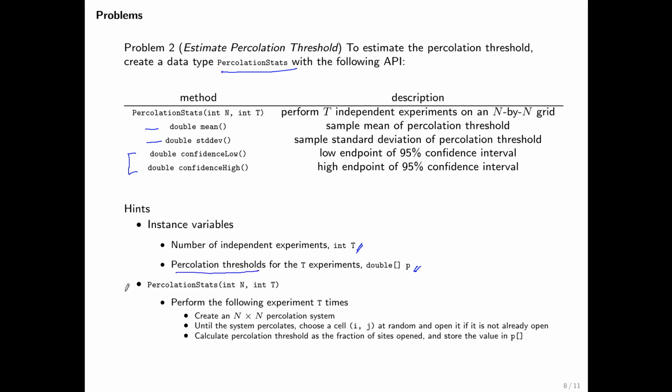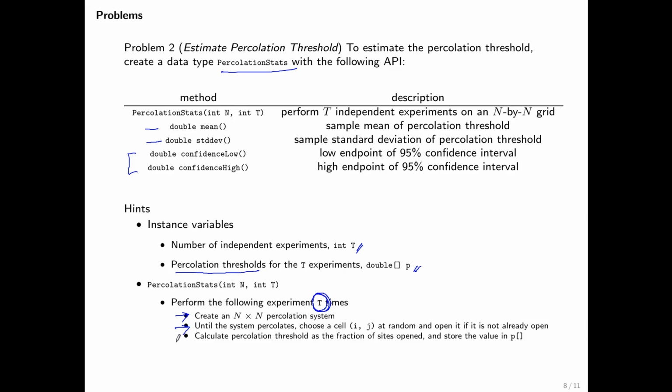Now let's talk about how you implement the constructor. It's the constructor where you do the bulk of the work. Here you need to perform capital T experiments, so you perform a certain experiment capital T number of times. What does each experiment involve? It involves creating an n by n percolation system, where you will use the Percolation data type that you implemented in problem 1. Create an n by n system, and then until the system percolates, choose a cell i, j at random. i and j need to be random values from appropriate intervals. Choose a cell at random and then open it if it is not already open, using a suitable method from the Percolation API.